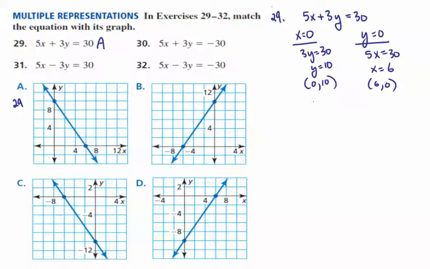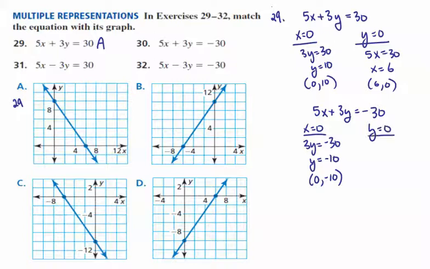30 is 5x plus 3y equals negative 30. Well, how is that negative on the right side going to change things? We let x equal 0. When x is 0, we have 3y is negative 30, so y is negative 10, and so we have 0, comma, negative 10. That means the y-intercept has to be negative 10. That's going to be either C or D.